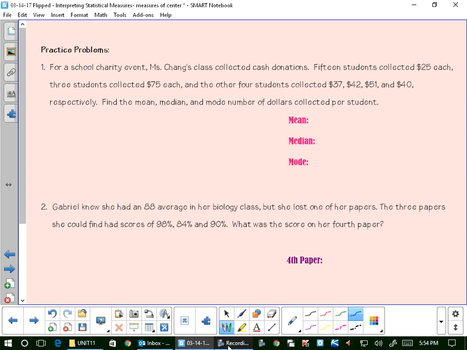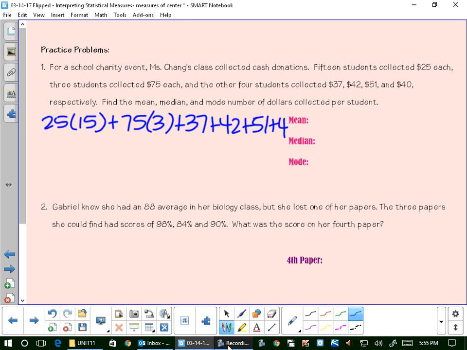Well, 15 students collected $25. That would be 25 plus 25 plus 25, 15 times, right? Another way we can do that is $25 times 15 people, right? And then we had 3 students collected 75, so $75 times 3 people, and then 37 and 42 and 51 and 40. Okay, we have all that money here.